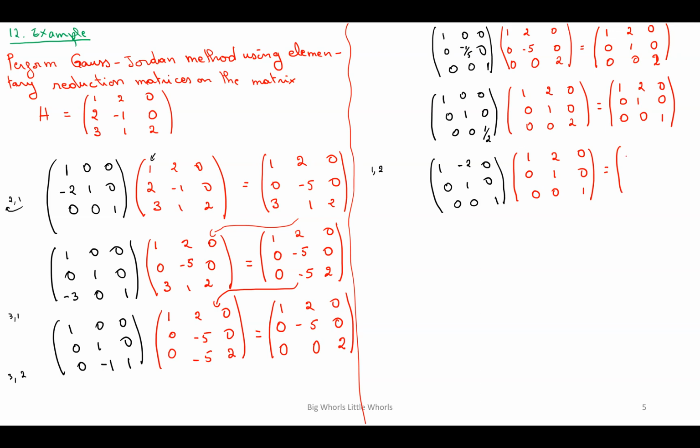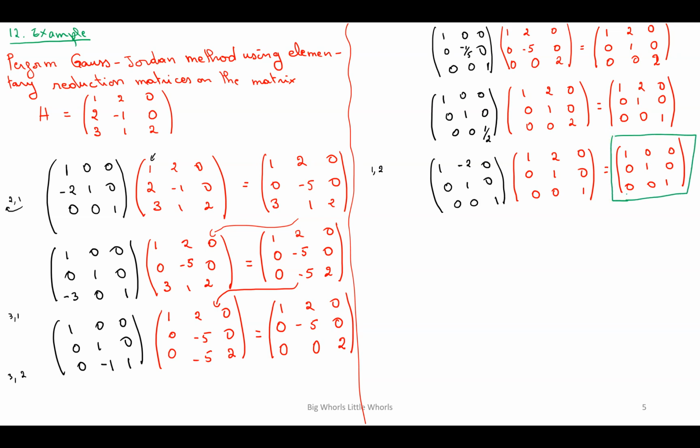So here we have 1. Let me copy row 3. We are not doing anything to row 3, and we are not doing anything to row 2 either. So for row 1, we are adding minus 2 times row 2 to row 1. So this is 0 and 0. So this is our final answer. Okay, and yeah, that's our final answer, our Gauss-Jordan done.